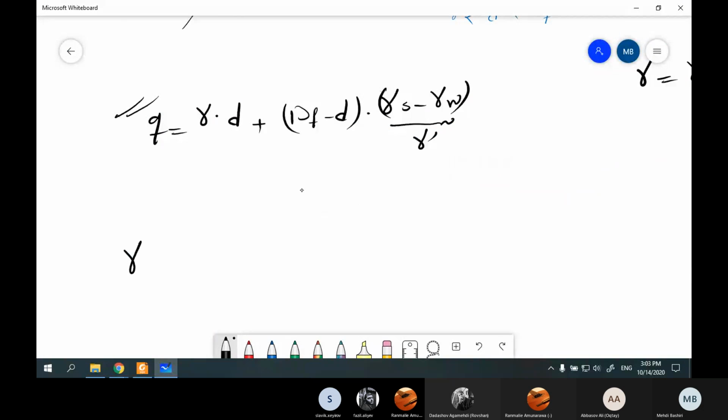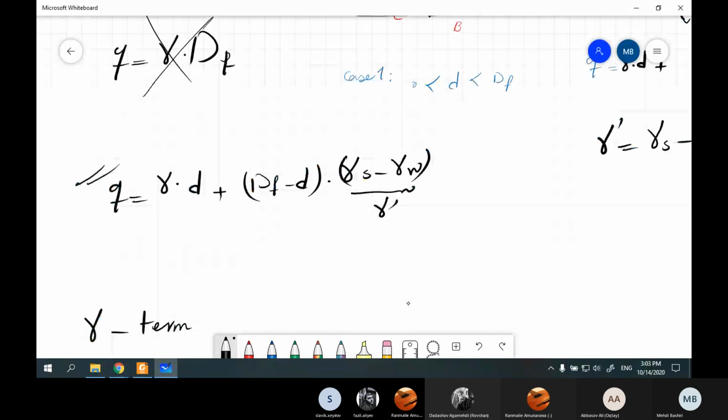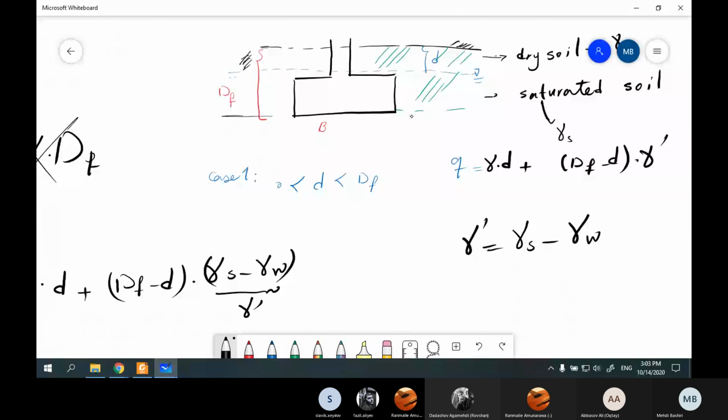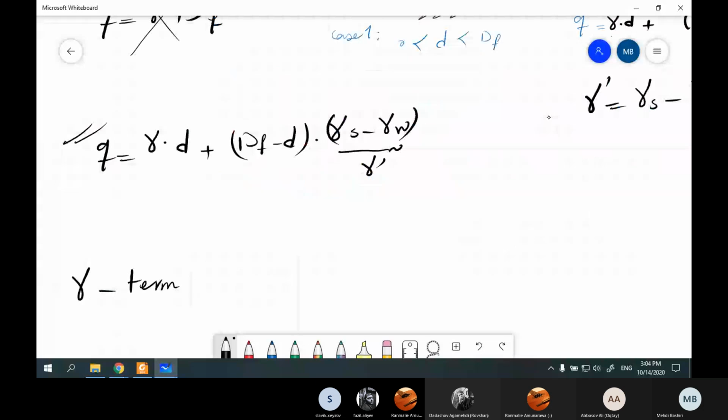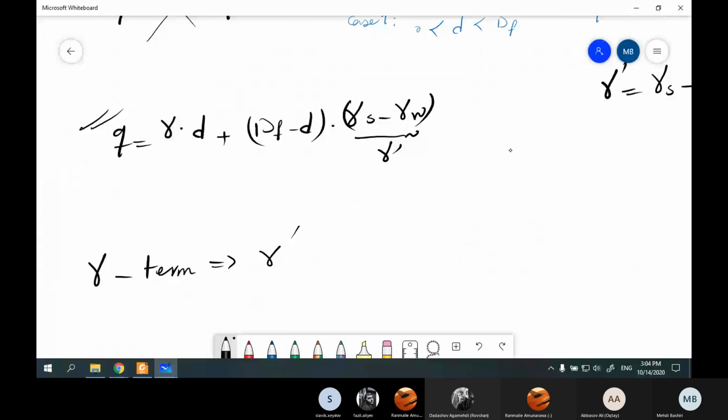What about the gamma term? Because the soil below this level is totally submerged, for the gamma term we should use gamma prime.